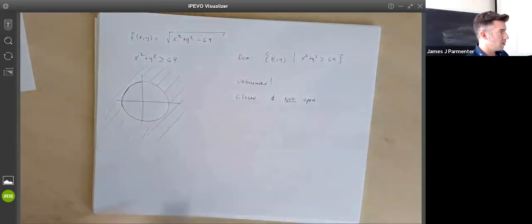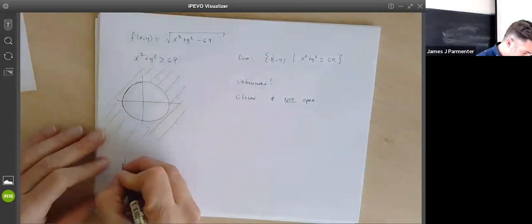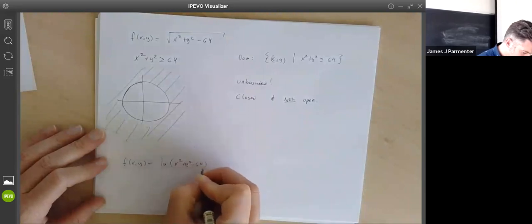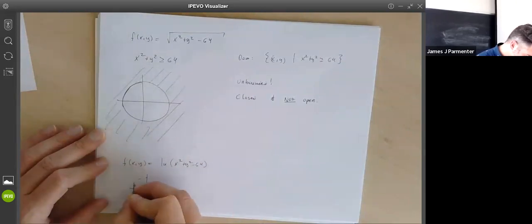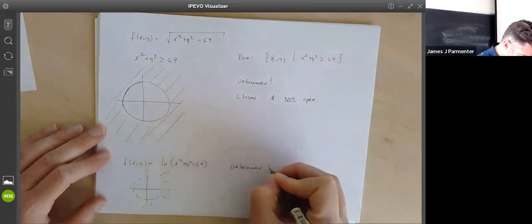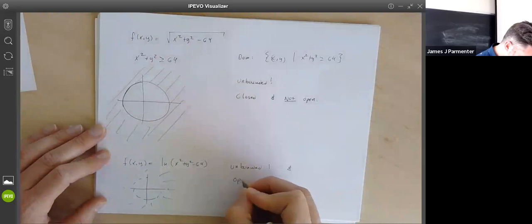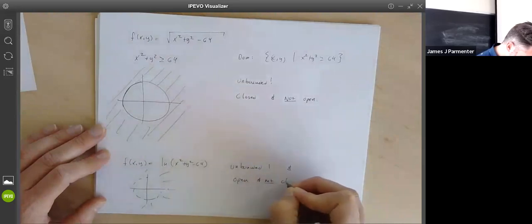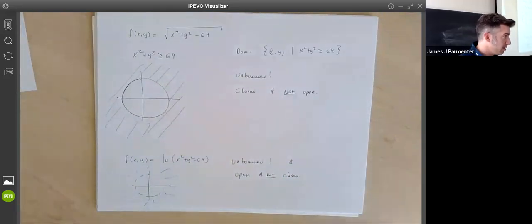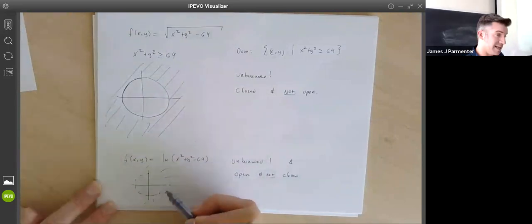And then, just to go along with the other one, to look at the other function, if it were f of x, y equal to the natural log of x squared plus y squared minus 64, then we'd be looking at something more like this. Everything outside of there. And then the set would also be unbounded, and it would be open and not closed. Open because every point is an interior point, or every point you can draw a little circle around and it's still in there. And not closed because we don't include all the boundary points. There are boundary points right here that are not getting included.